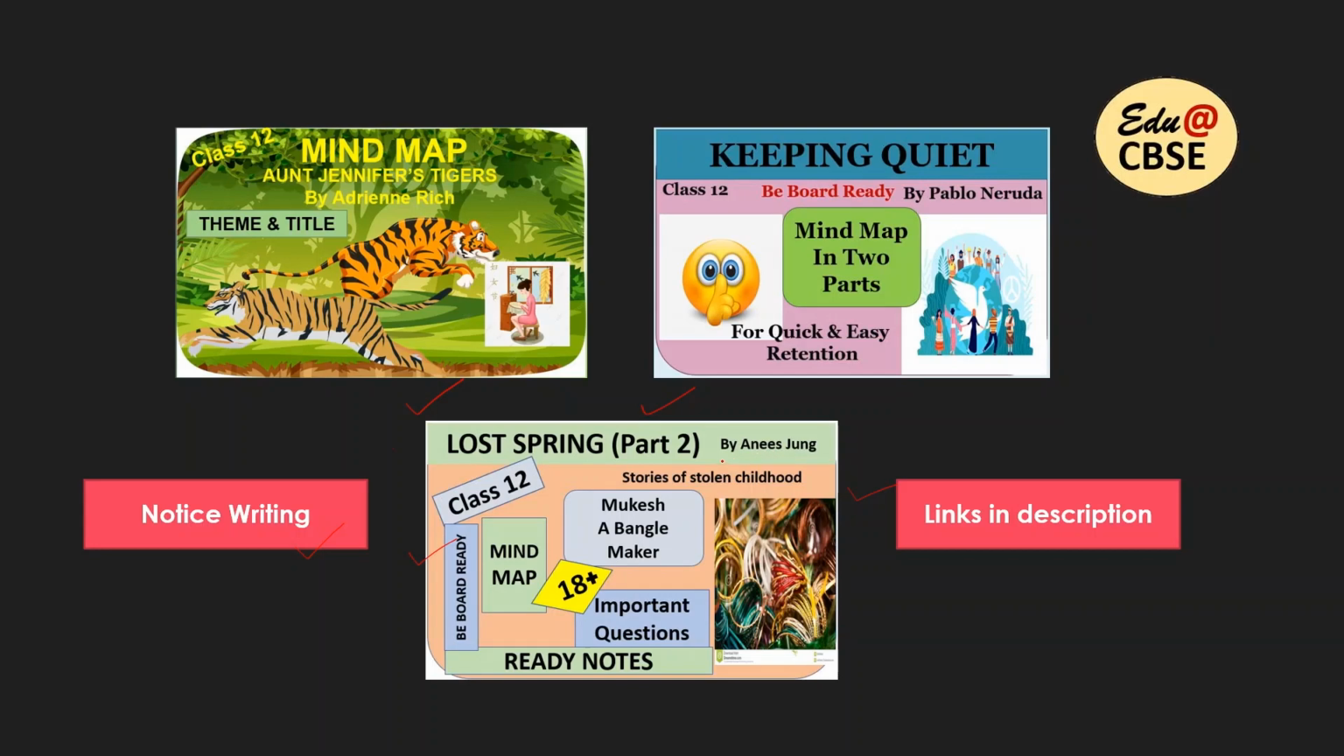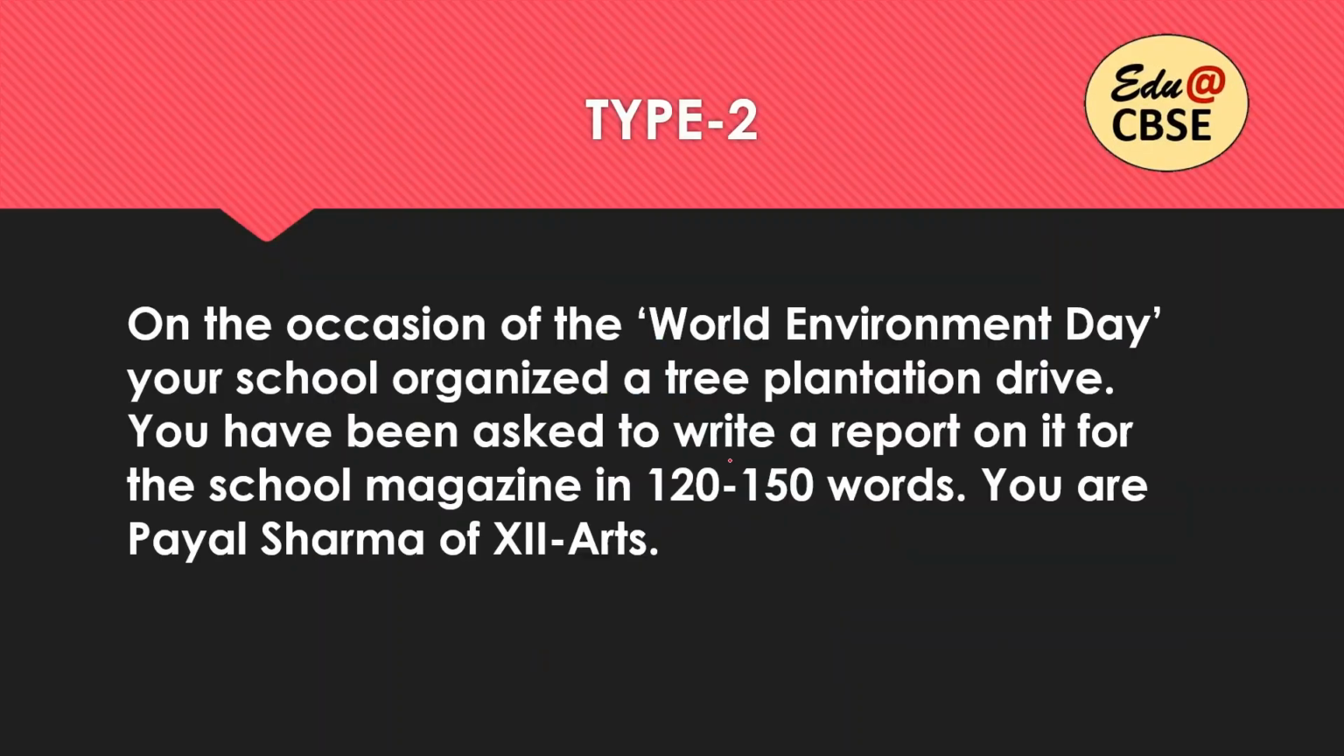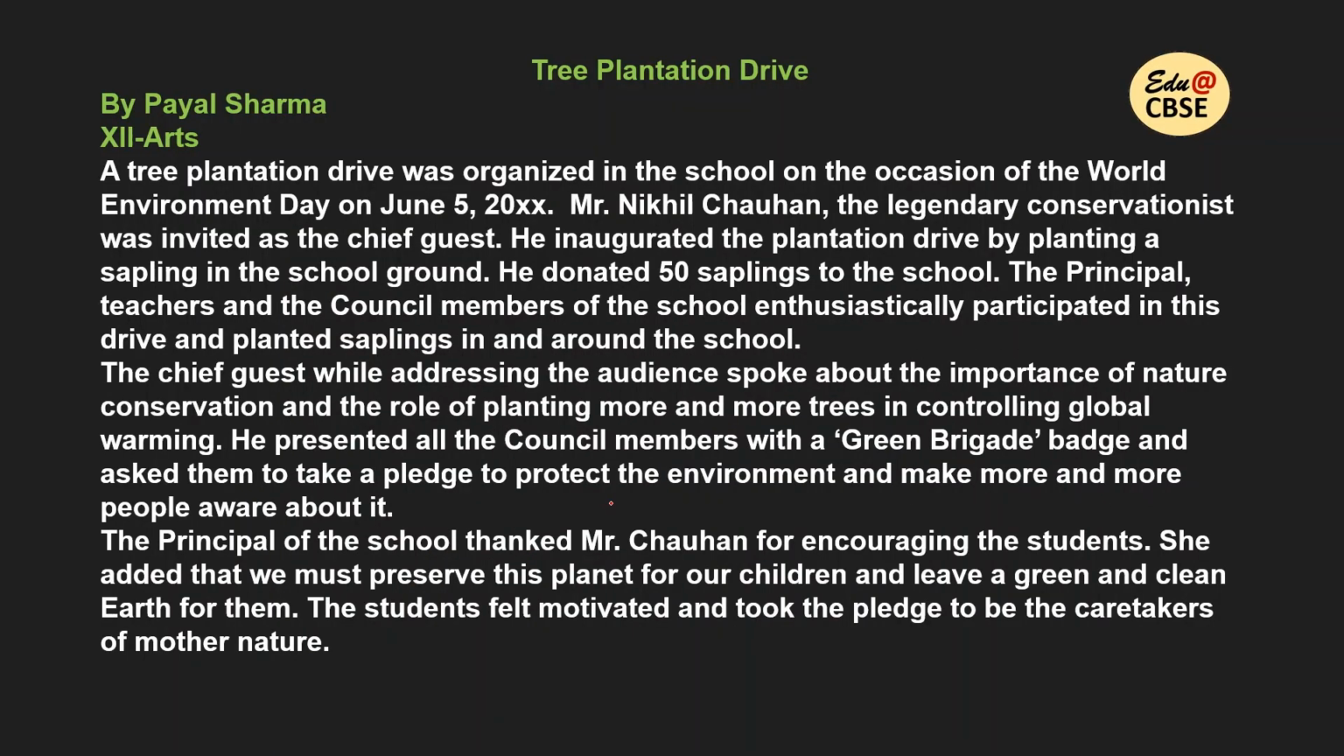Now let's move on to the second example. So type 2, it is on the occasion of the World Environment Day. Your school organized a tree plantation drive. So you've been asked to write a report on it for the school magazine in 120 to 150 words. Again, the name and class is given. So now, tree plantation drive, let's begin with it. So the title, tree plantation drive. In the byline, name and class.